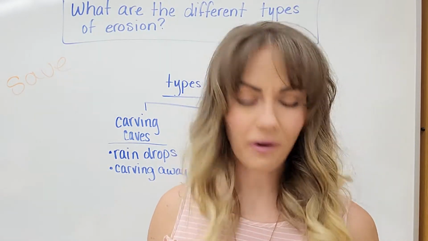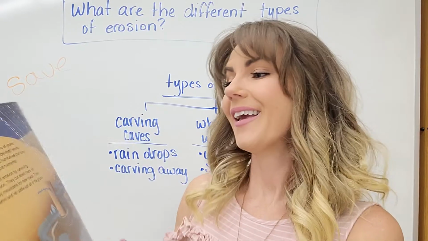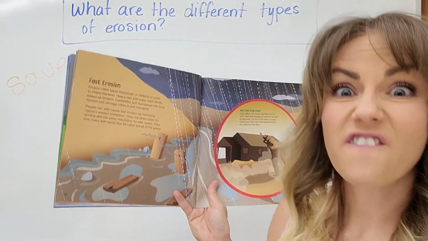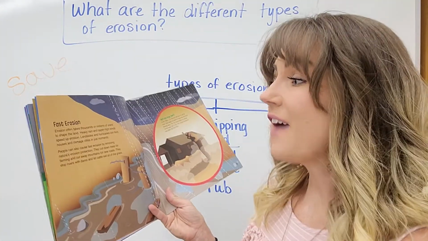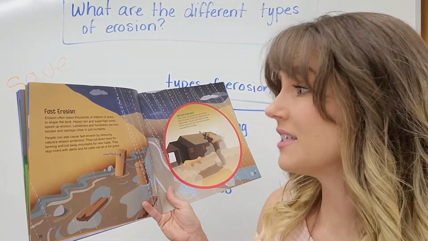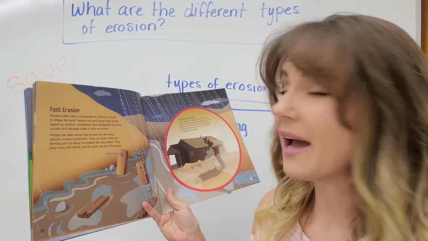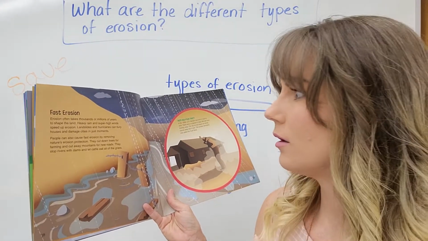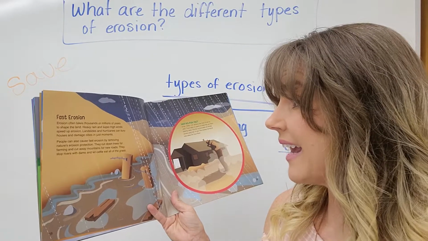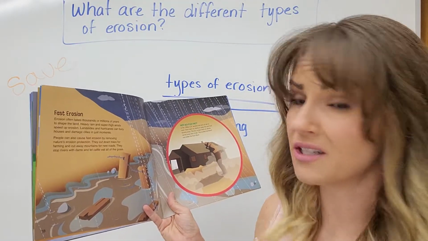Interesting. All right, are you guys ready for the last type of erosion? Me too. The last type of erosion is fast erosion. Erosion often takes thousands or millions of years to shape the land. Heavy rain and super high winds speed up erosion. Landslides and hurricanes can bury houses and damage cities in just moments.